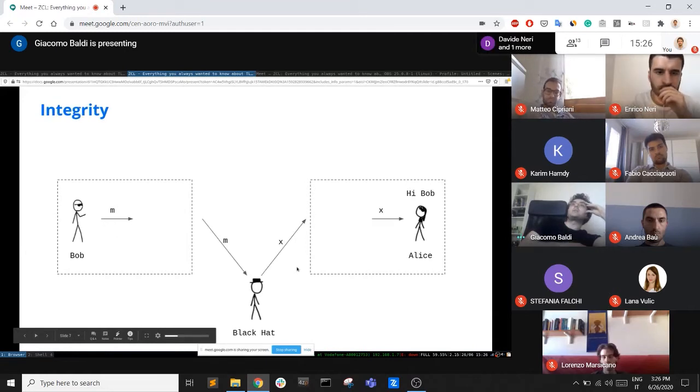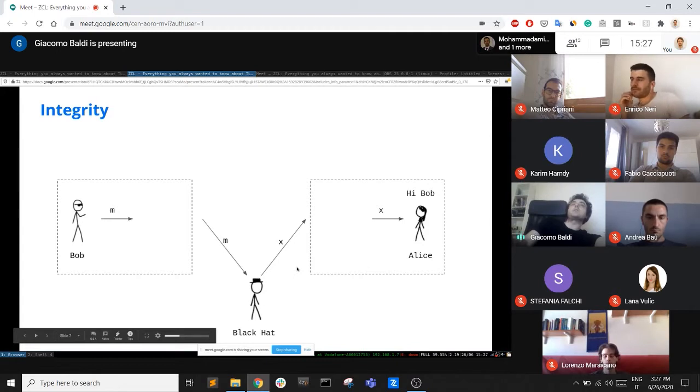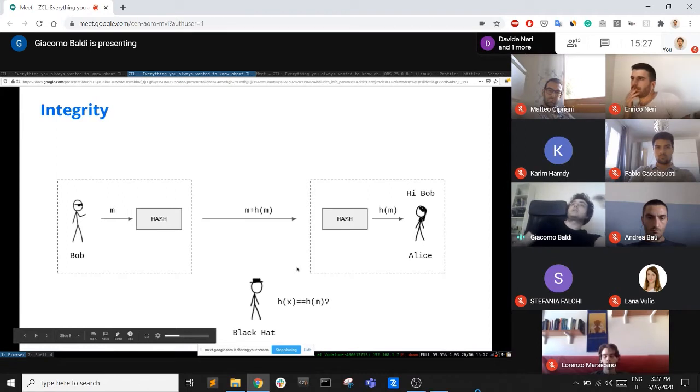Because if black hat stands in the middle of the communication between Bob and Alice, he can take the message coming from Bob and send another message to Alice. And there is no way for Alice to know if the message has been changed during the communication. Okay. So another property that we want in cryptography and in security is that there must be a way for Alice to know if the message has been changed or not. And this thing is done with another set of primitives, usually hash functions.